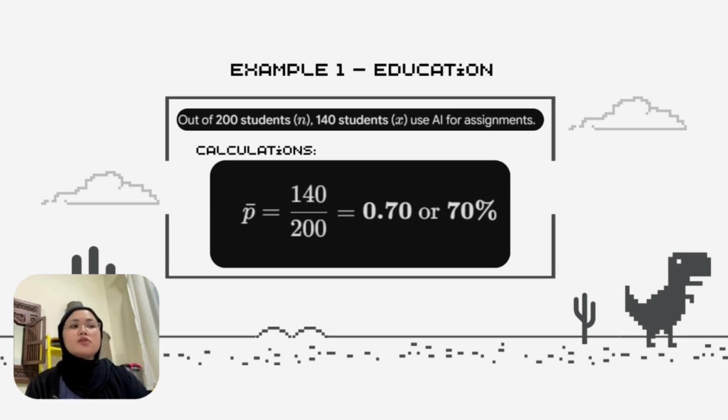Okay, so now we're going to proceed to the example questions. For the first example, I will put it as education. The question is, out of 200 students, 140 students use AI for assignments. As you can see in my slides, I include the calculation for this question. To find the sample proportion, we need to divide 140 by 200. As a gentle reminder, 140 stands for the number of items, while 200 stands for the total sample size.